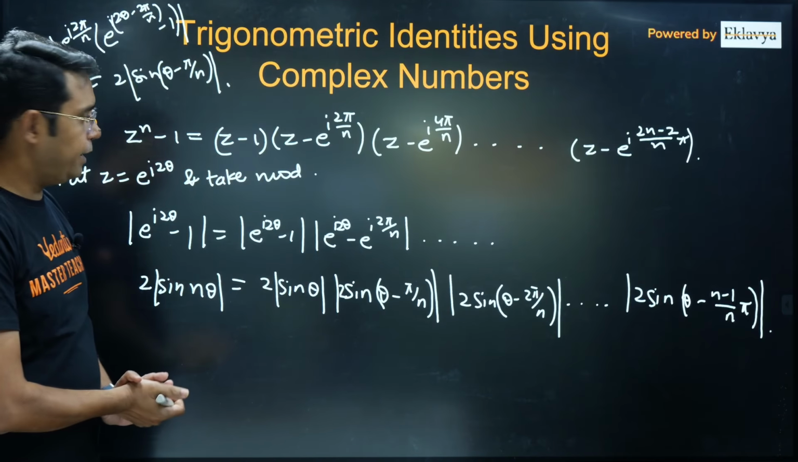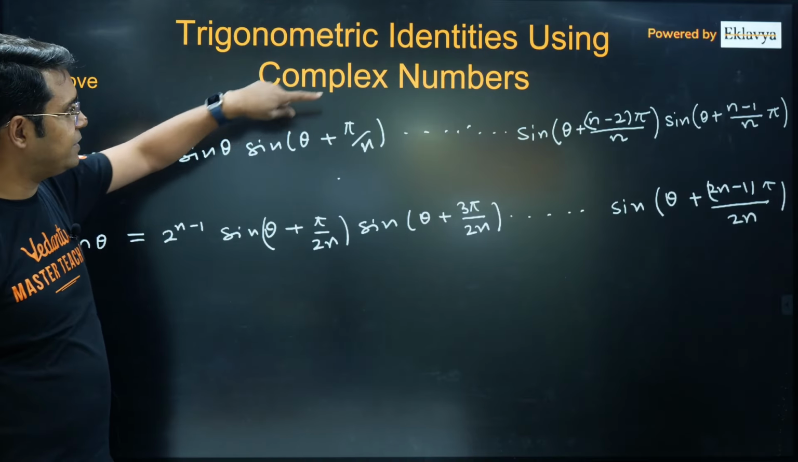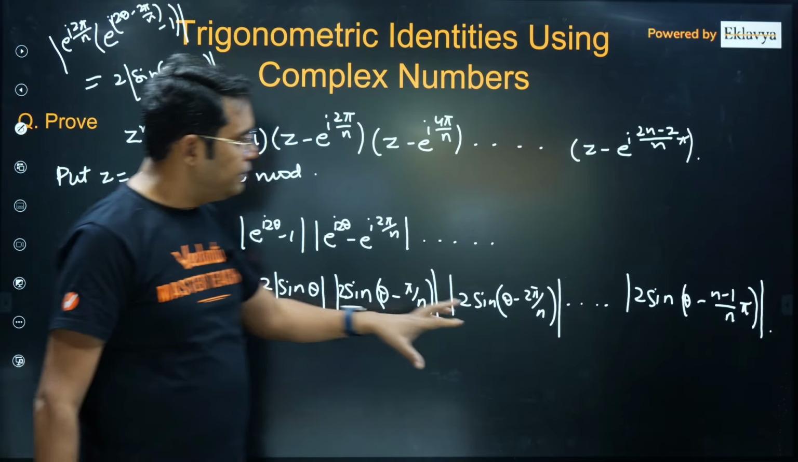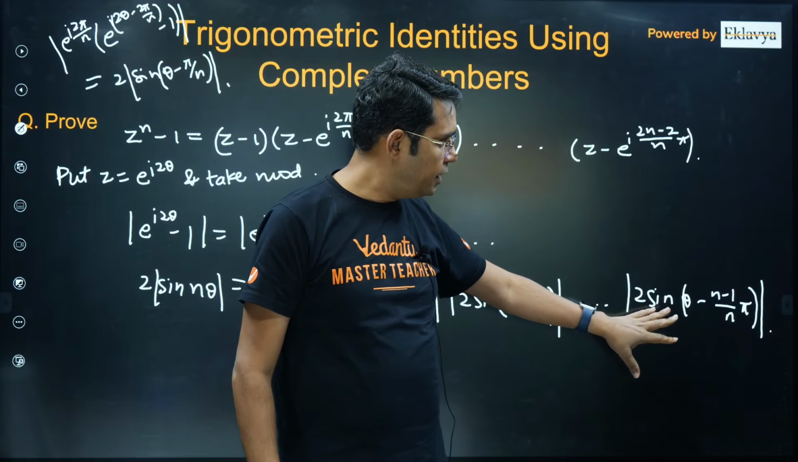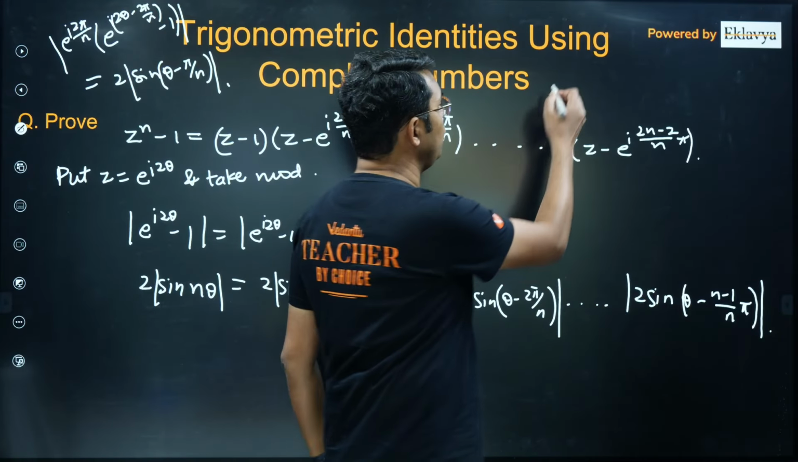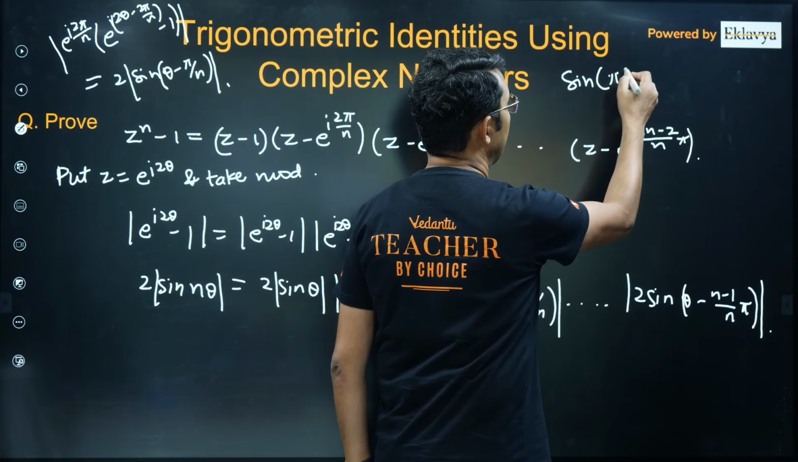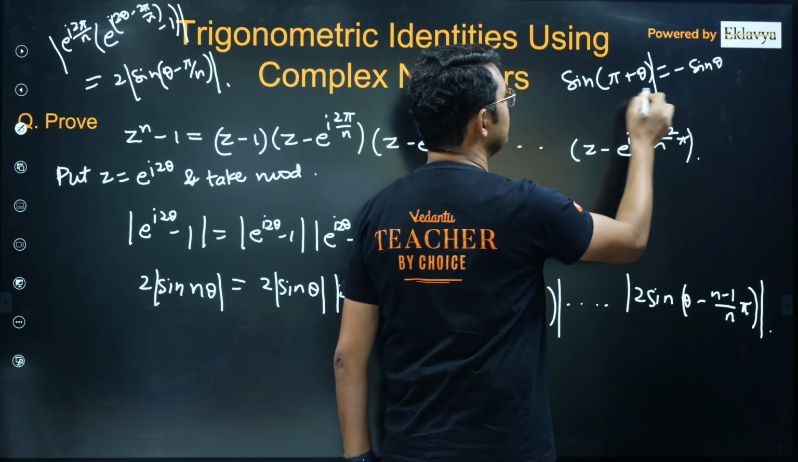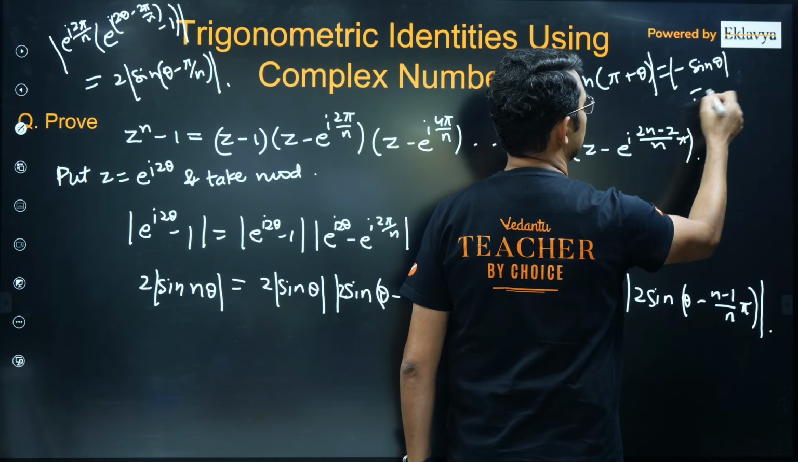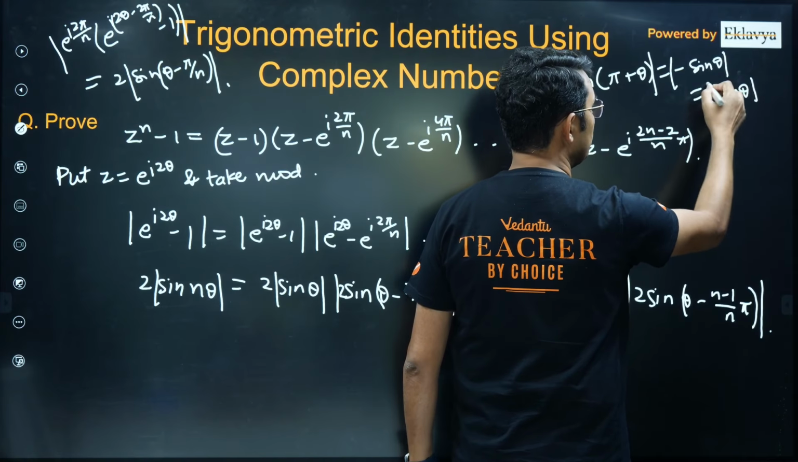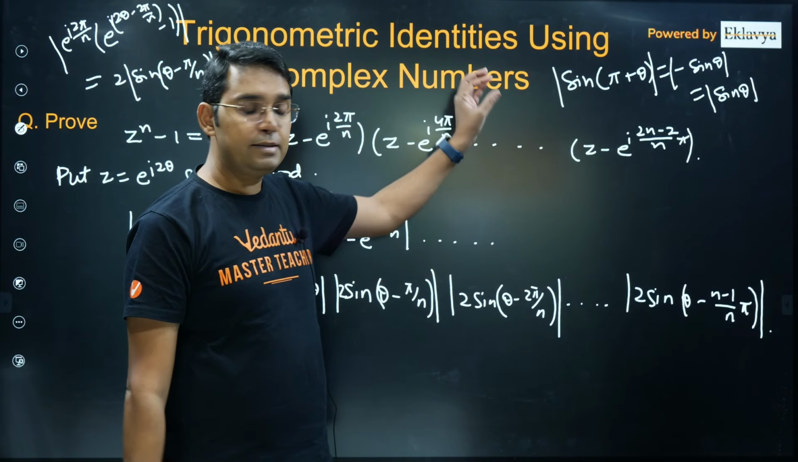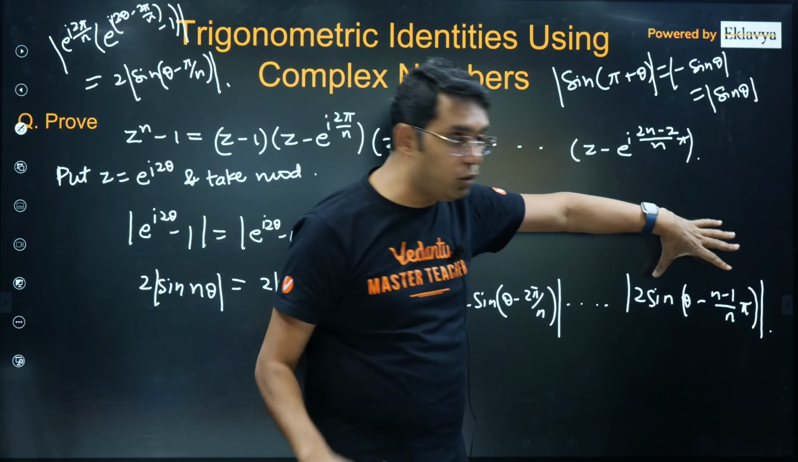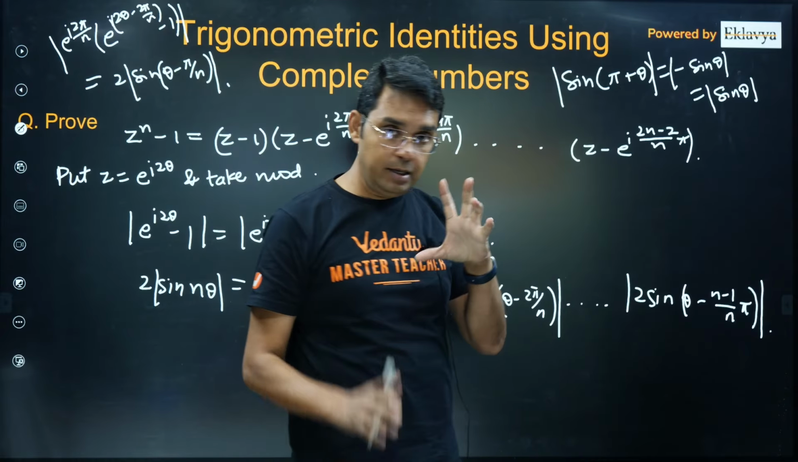Okay, so this is what we are getting, but my result was supposed to be with a plus sign in between. So if it is with a plus sign in between, think of this term here: if I add pi to it, you know sine of pi plus theta is equal to minus sine theta, but as far as mod is concerned, I think this is the same. If you add pi to this angle, the mod of sine of pi plus theta and mod of sine theta will be the same.